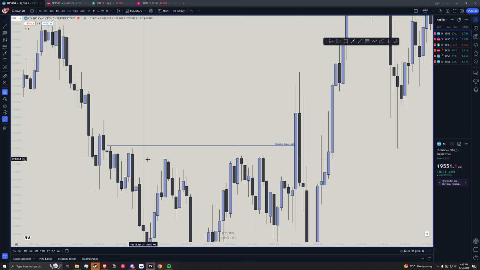So we can see we came and we ran above these highs, taking out all this liquidity, and then we made equal highs right here. And you can see eventually these equal highs were taken right here.